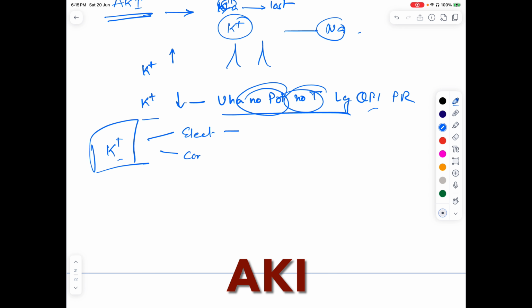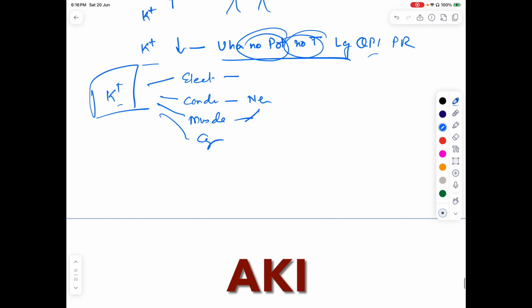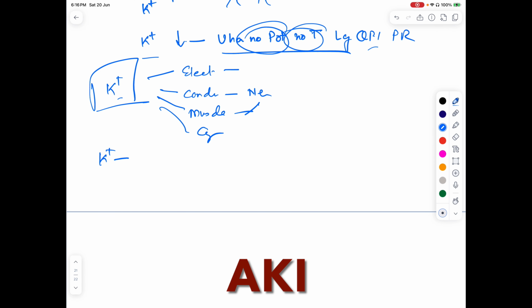So conduction of nerve impulse, muscle contraction, it can be cardiac muscles also. So what happens to cardiac muscle with potassium? Potassium causes the heart to be dilated, flaccid, and decreases the heart rate and can block the conduction. So block the impulse. Increased potassium level makes action potential less negative, decreasing the efficacy of cardiac muscle contractility. If potassium is increased, contractility is decreased.